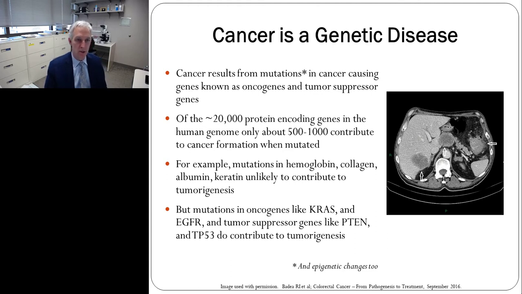So I think everybody knows this, but just to remind ourselves, cancer is a genetic disease, and it results from mutations in two types of genes, oncogenes and tumor suppressor genes. As you probably also all know, there are about 20,000 protein encoding genes in the human genome, but only a small fraction of these, about 500 to 1,000, have the ability to contribute to cancer formation when mutated. Some genes, for instance hemoglobin, collagen, albumin, and keratin, are unlikely to contribute to tumorigenesis when mutated. The mutations in oncogenes like KRAS and EGFR and tumor suppressor genes like PTEN and P53 do contribute to tumor formation when they're mutated.